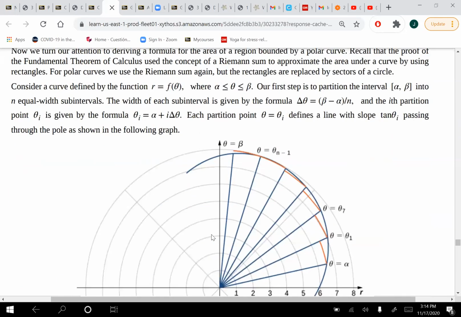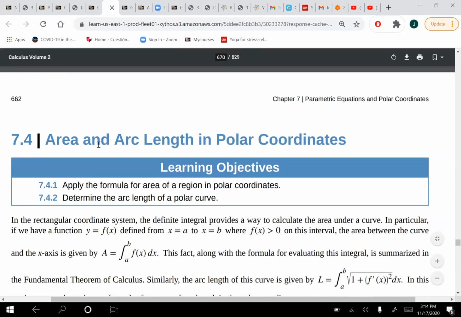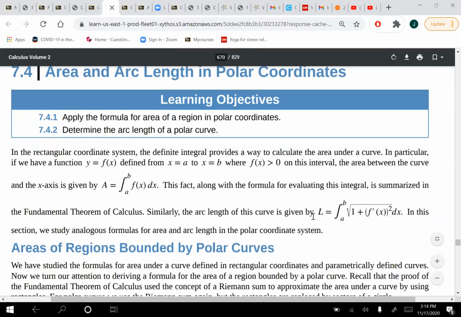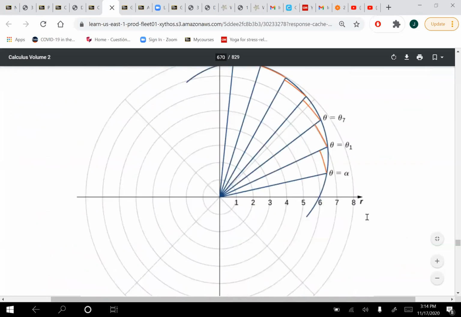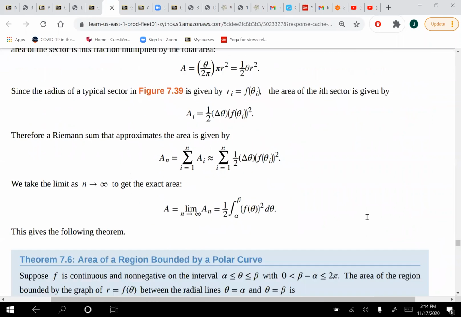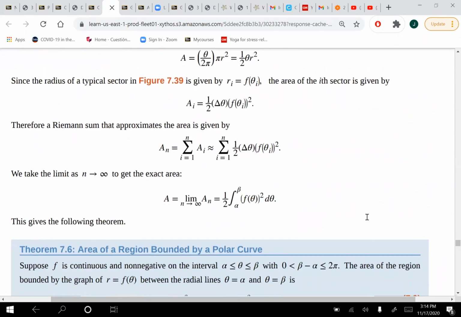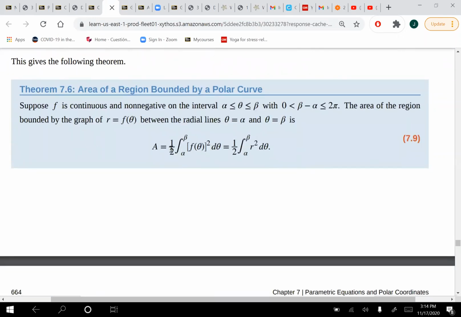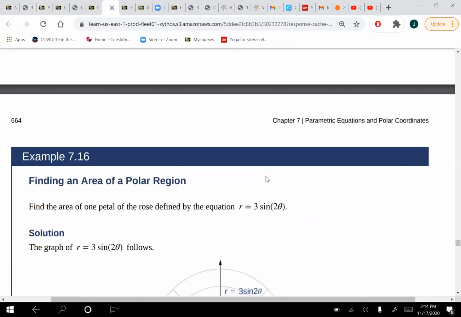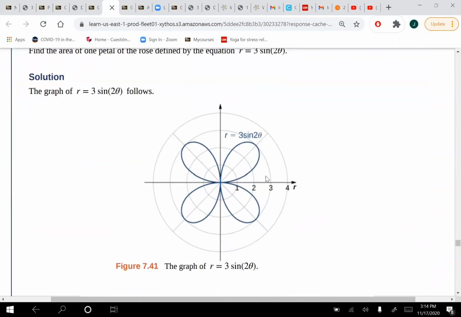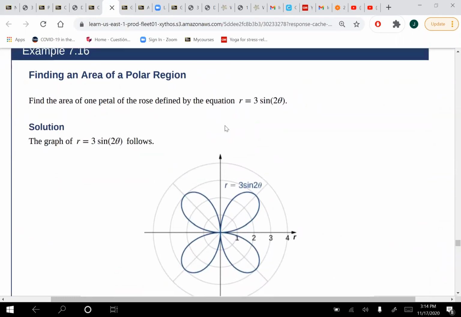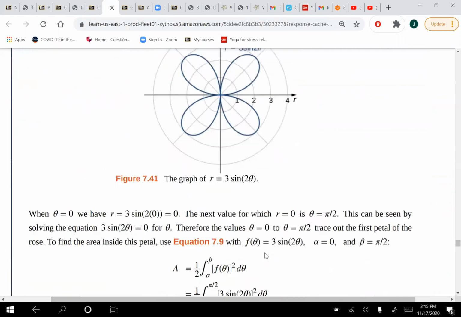And let's see, section 7.4. We'll do area and arc length. And this is basically the equation that we know, but in polar coordinates it's gonna look like this. And that's it. So you just have to set up the integral in terms of theta, and then we're done. So for example, you have to find the area of these roses. And it's amazingly easy.